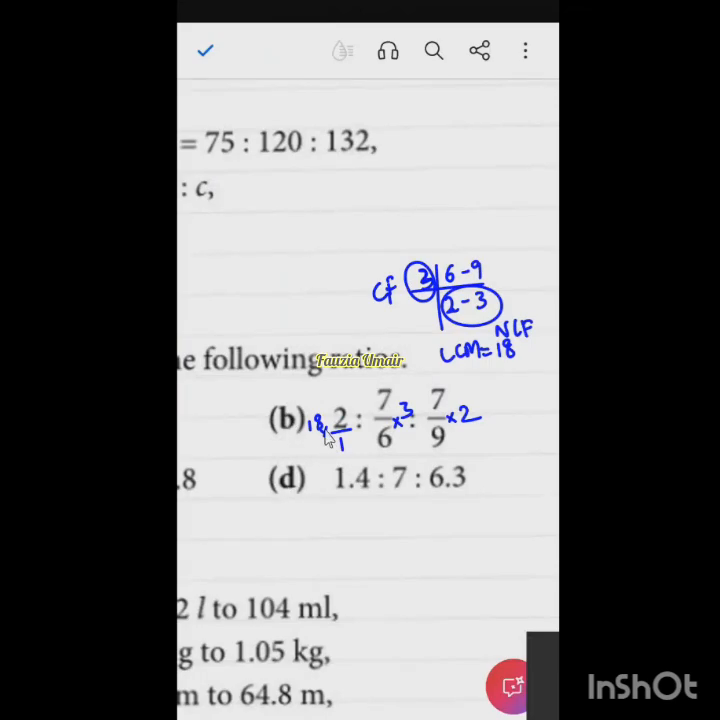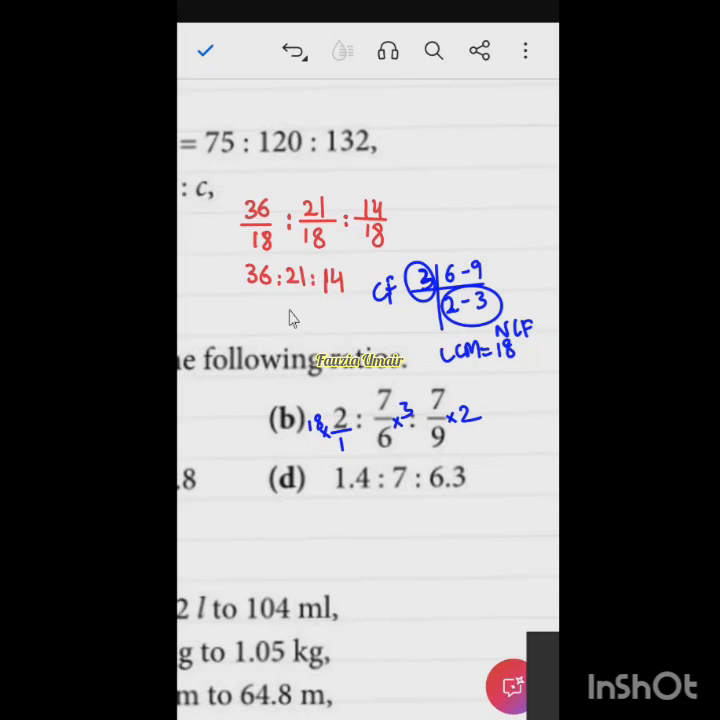All right, so we will make the denominator 18. So this will be 18 multiplied by 2. If you double 18, it is 36 by 18. And this is 7 3s are 21 by 18, and the last fraction is 14 by 18, right? So you can simply cancel all these three 18s. So it is 36 ratio 21 ratio 14.